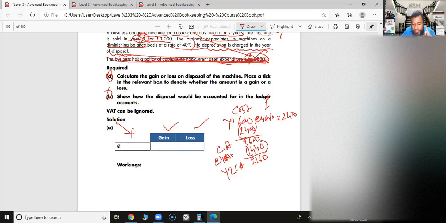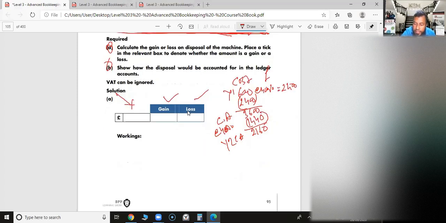How much did I sell it for? So proceeds. The proceeds were 3,000. I sold it at a higher price. Tell me, are you happy or sad by selling this asset?